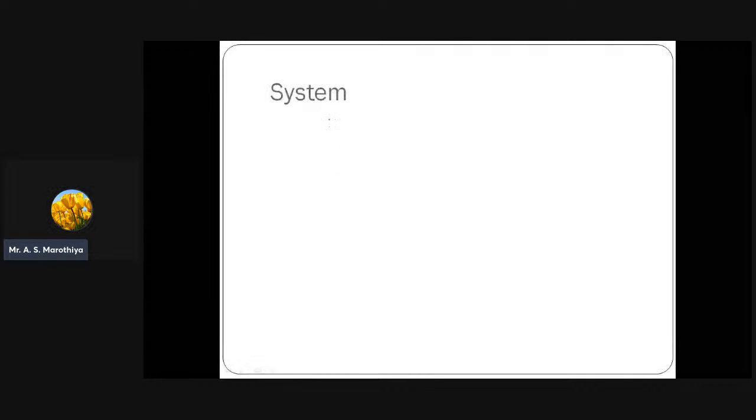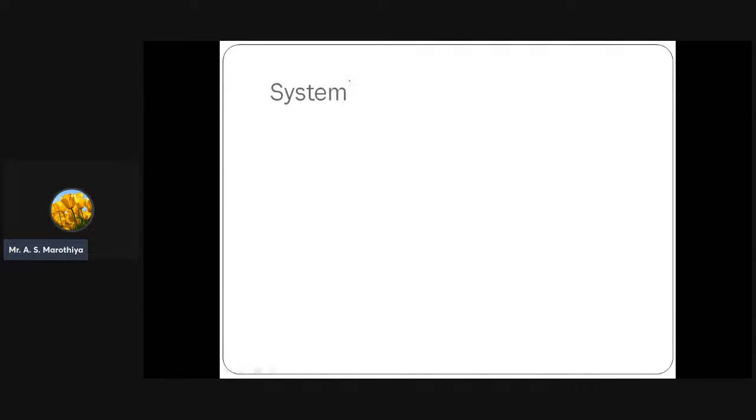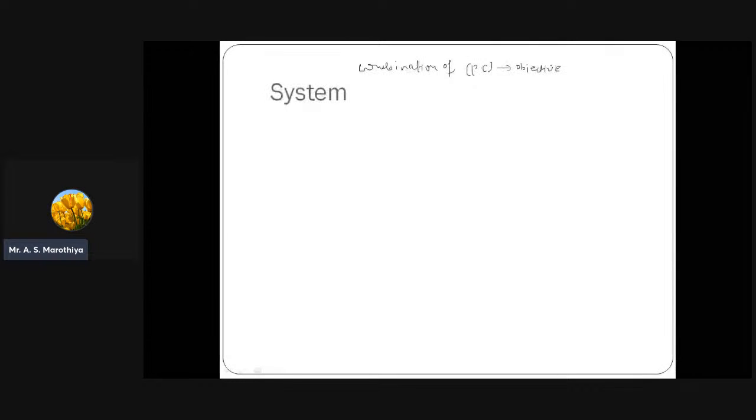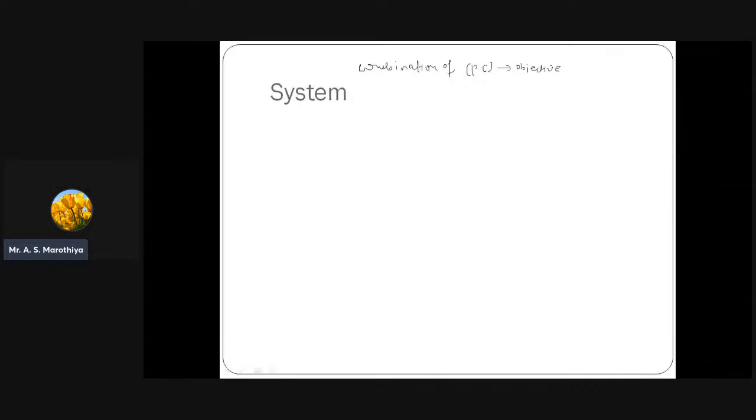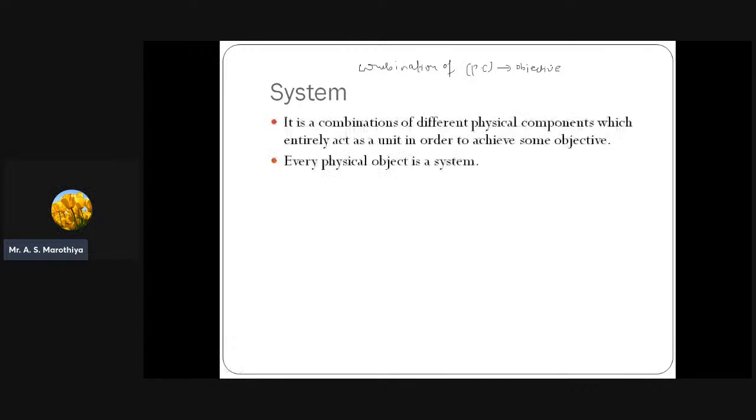So what is a system? A system is nothing but a combination of different physical components in order to achieve some objective. That is very important. So if you have a combination of different physical components and you design that particular unit to achieve some objective, that unit you can treat as a system. Every physical object you can treat as a system.